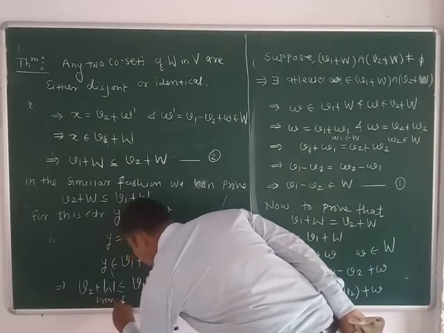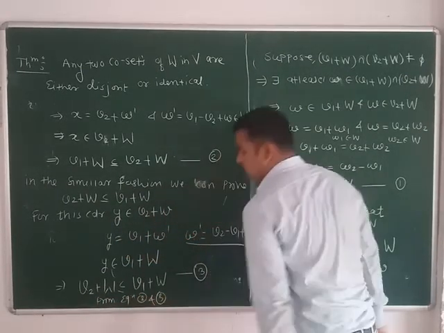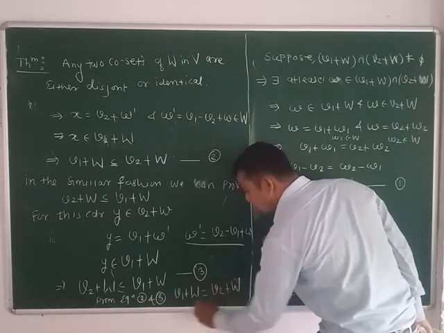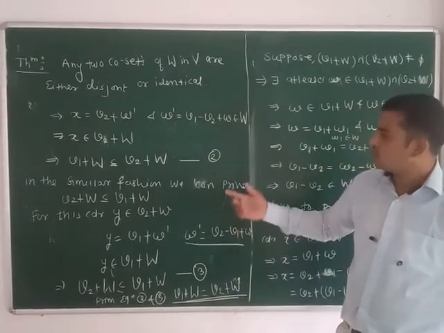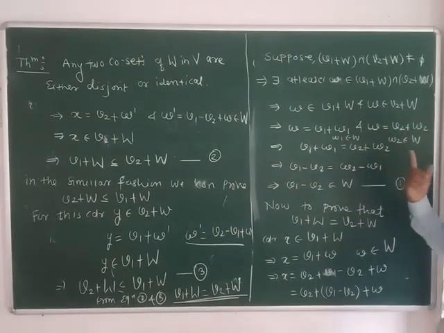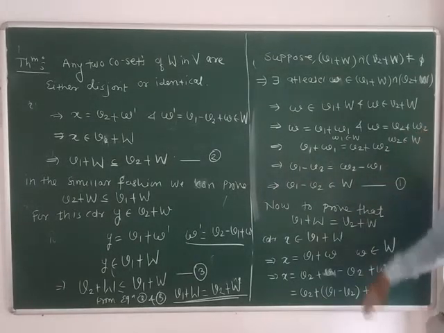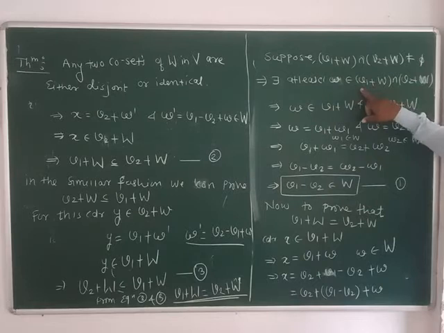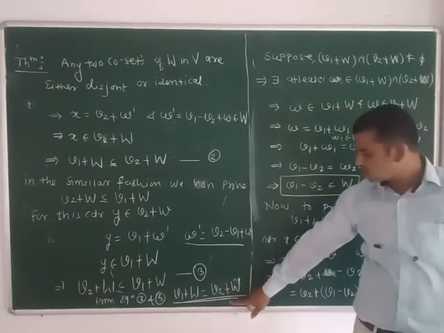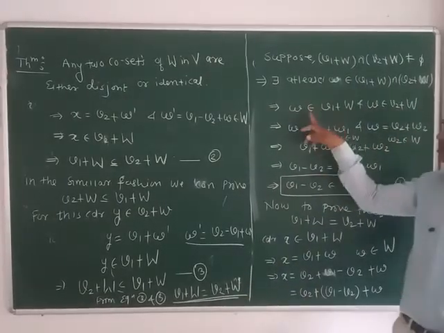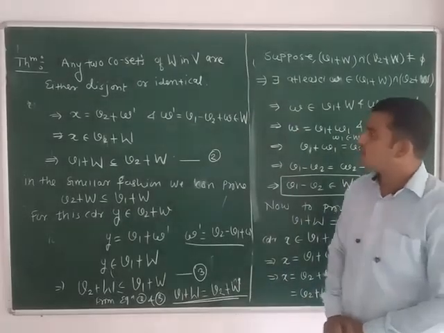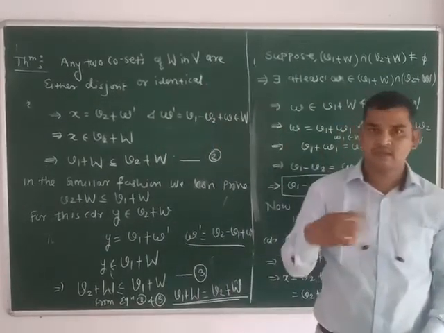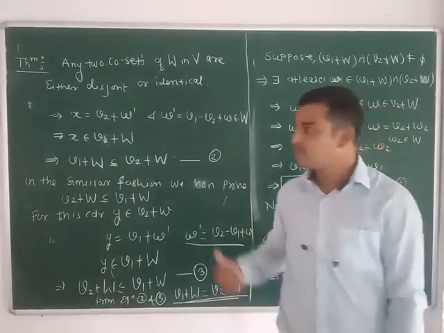From equations 2 and 3, what do we get? P1 plus capital W is equal to P2 plus capital W. What does it mean? I had taken just one element common to both the sets. Initially, I supposed there exists at least one element w belonging to this intersection, and we proved that these two sets are equal. It means that if there exists at least one common element, then both the sets are equal. In this way, any two cosets of W in V are either disjoint or identical. In the next lecture, we will discuss the second theorem related to the cosets.